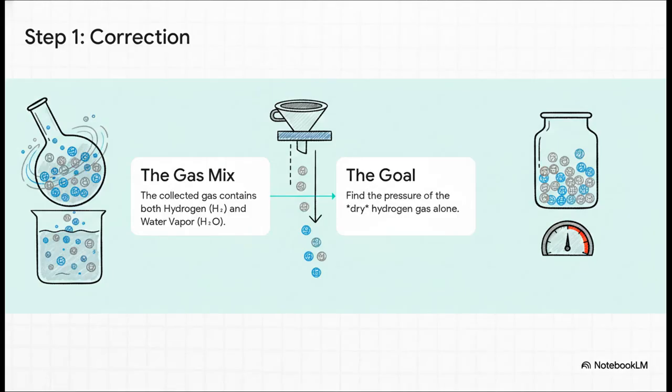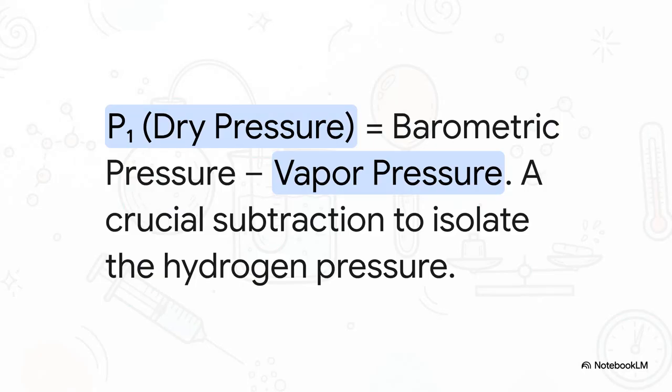And right away we hit our first little snag. Because we collected the gas over water, some of that water evaporated. So the gas in our tube isn't pure hydrogen, it's kind of damp. It's a mix of hydrogen and water vapor. Our first job is to figure out the pressure of just the dry hydrogen gas. Luckily, the fix is super easy.